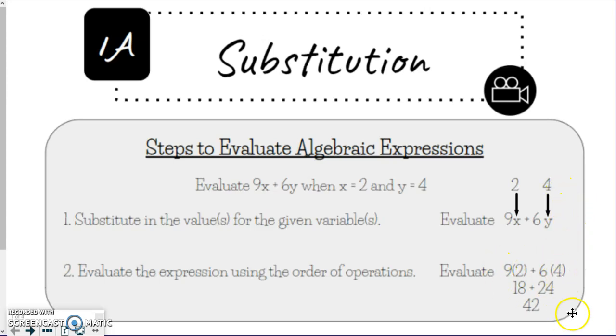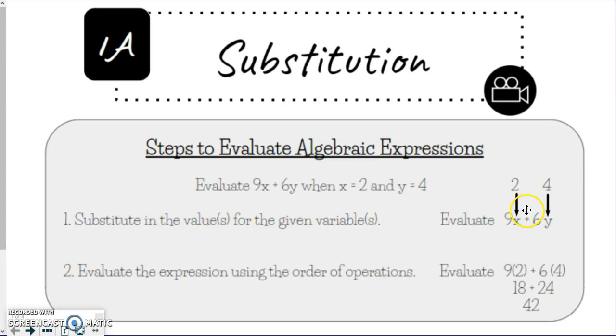So notice down here when I substitute the 2 and the 4 in, I'm showing it as multiplication. I'm not just putting 92 and 64 because that's not what that means. We're multiplying that number times that variable, so we have to do the same thing once we know what that number is. So we have 9 times 2 plus 6 times 4. So we get 9 times 2 is 18, 6 times 4 is 24, and then we've got 42 down here.